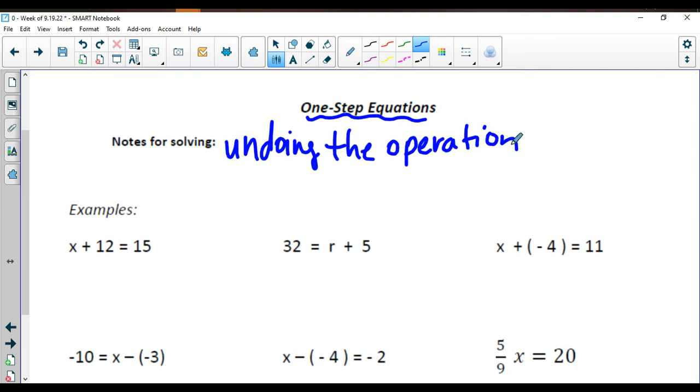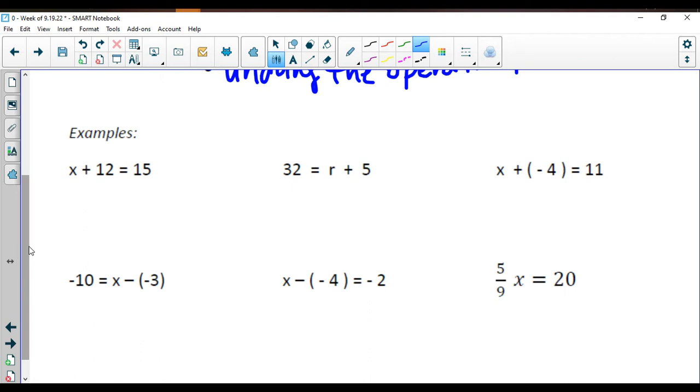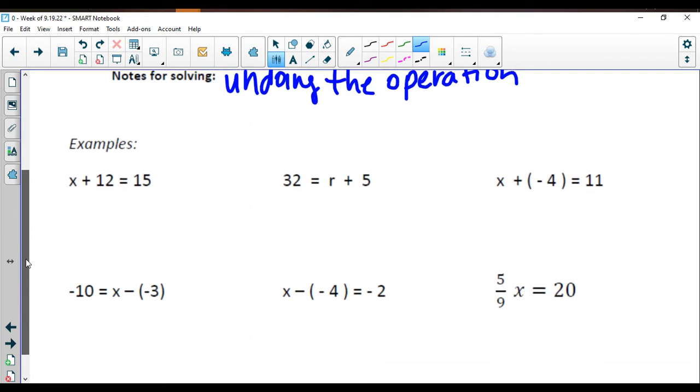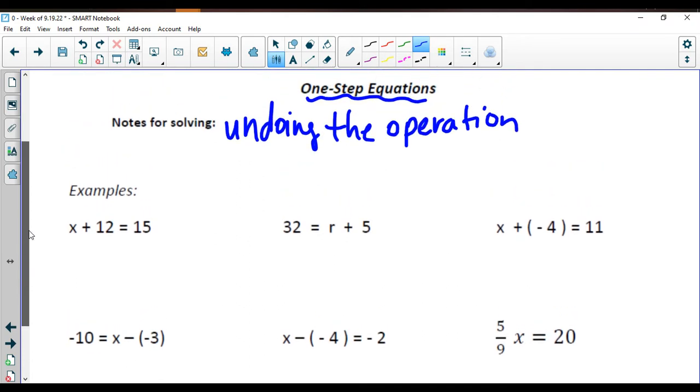For example, if you have addition, you'll be using subtraction. If you have multiplication, you'll be using division, and vice versa on those. If you have subtraction, you'll use addition. We're going to start with easy problems here that you can totally do mentally so that I can show you what our steps and our process are going to look like.